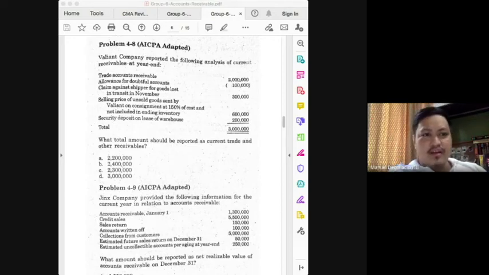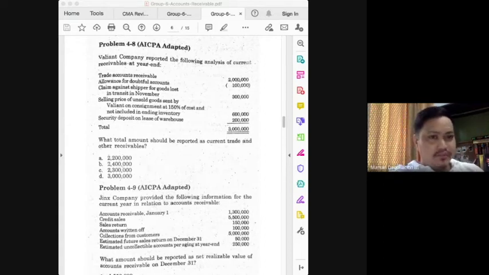Next would be allowance for doubtful accounts, since your receivables are to be presented at their amortized cost, and amortized cost for accounts receivable pertains to the net realizable value. So you will have to take into account your allowance for doubtful accounts as a contra asset account. Therefore, it will be treated as a deduction to your receivables.